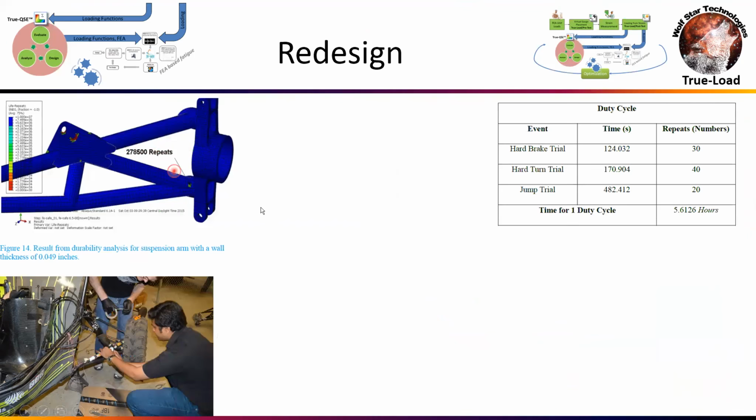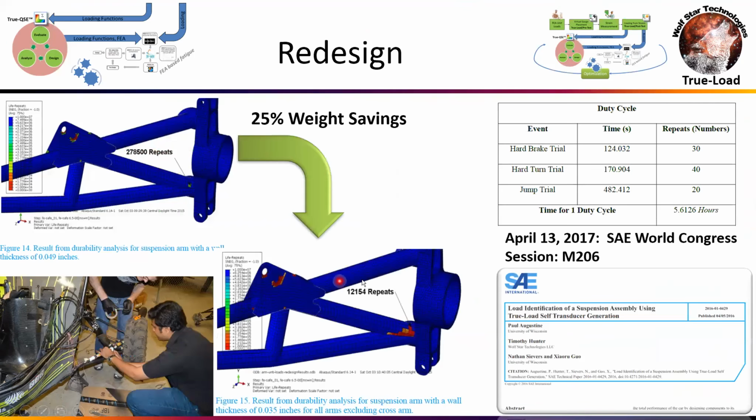So they went through an exercise of changing the FEA model, and they thinned up tubes. What they ended up having to do is they could thin up all the tubes except for this diagonal tube here, and they ended up getting a 25% weight savings. Their life dropped from 278,000 repeats down to 12,000 repeats. Still plenty of life for a race car. And then they documented this all in an SAE paper that was published a couple years ago, and you can grab this off our website if you'd like. And this guy here is Paul Augustine. He's my grad student. He was a great guy.